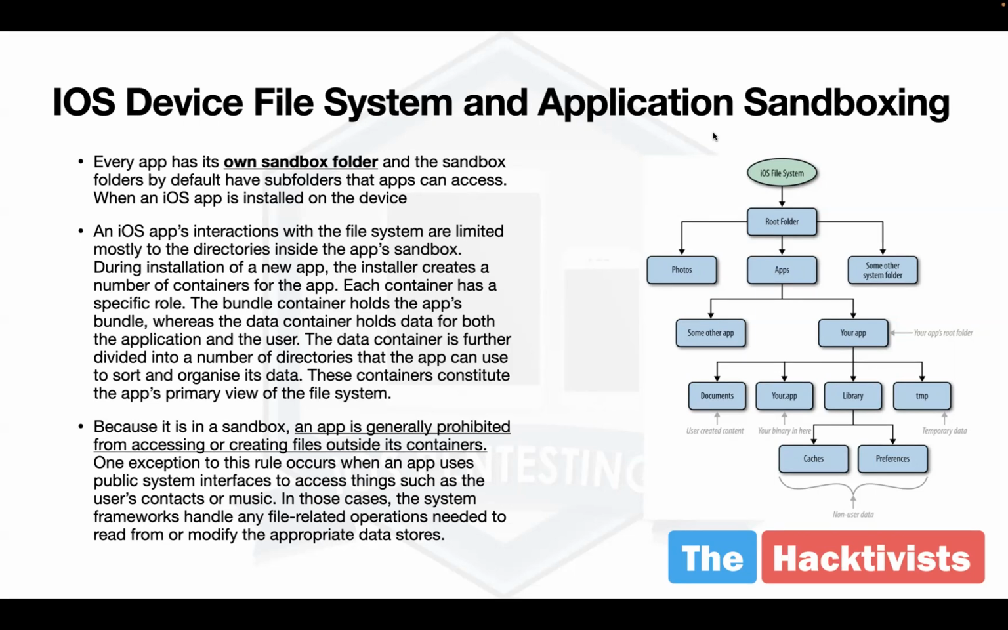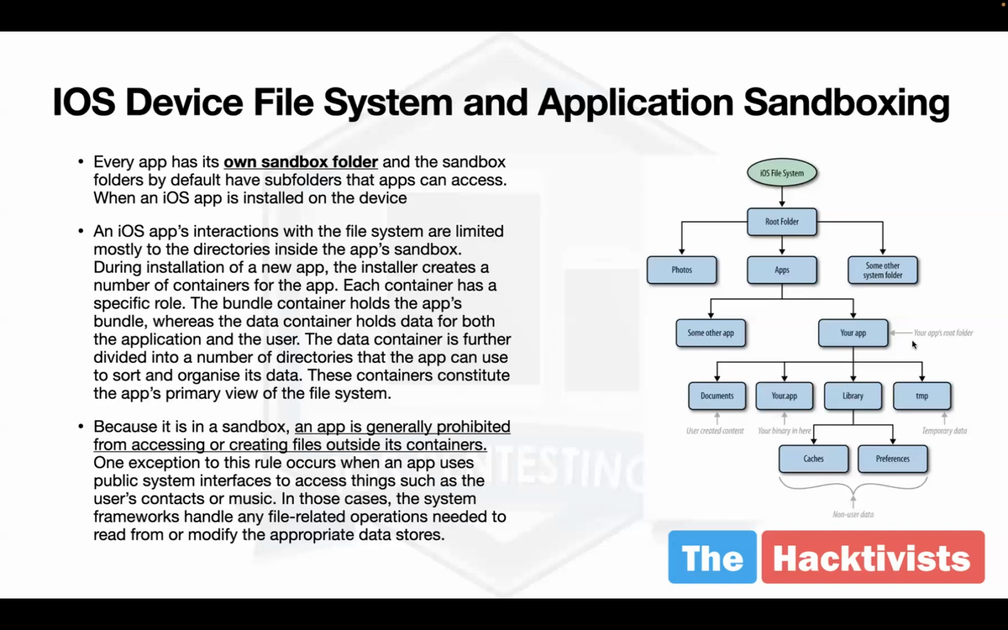The iOS file system looks something like this. First is the root folder, where the iOS proprietary folders are, for example the folder for the Photos application and the Mail application, whatever default applications come with the device. Then there is a separate folder called apps. Within apps, every application we have installed has its own folder, which it creates.